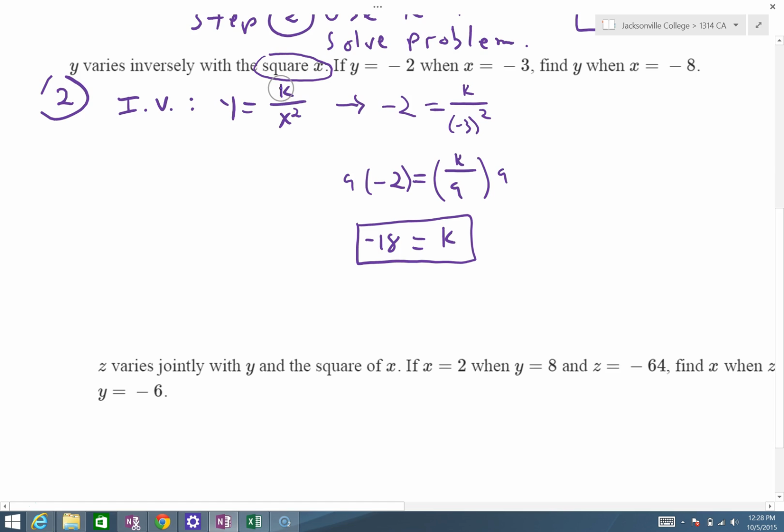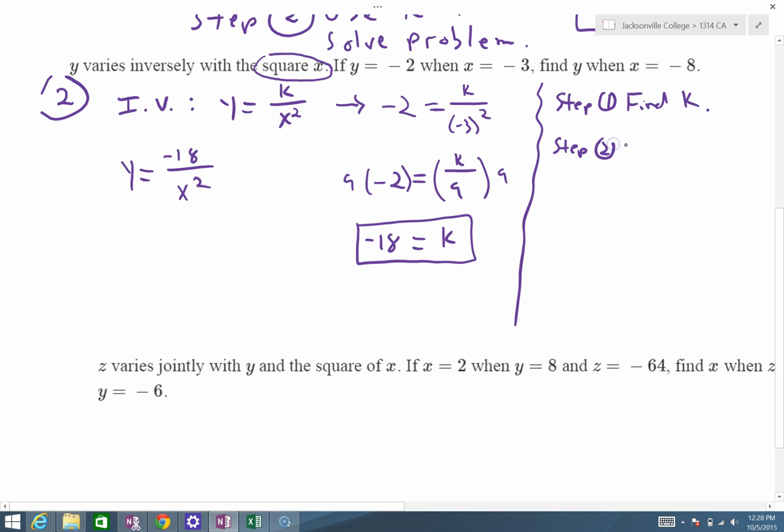Now it goes back into my equation. We have y is equal to, instead of k, substituting negative 18, over x squared. Okay, so this was step 1. Step 1, find k. And that depends on my form. I need to find the correct form. All right. After we find k, step 2, use k to solve the problem.